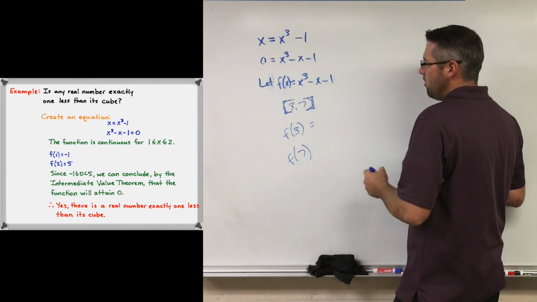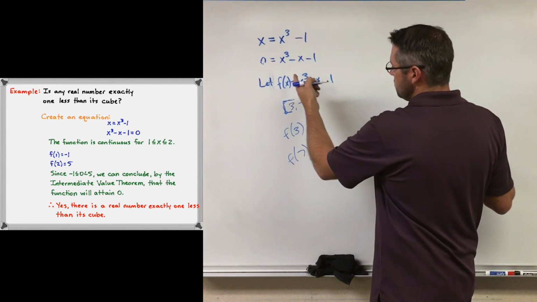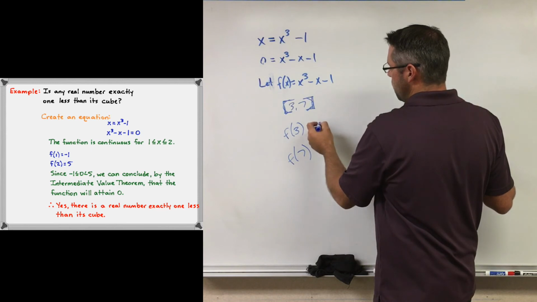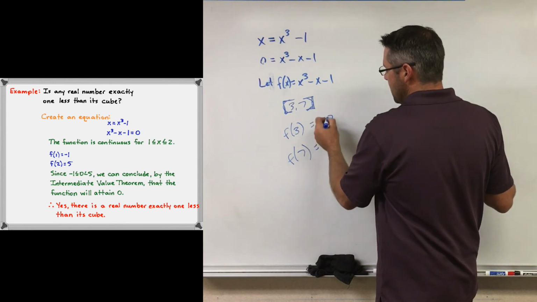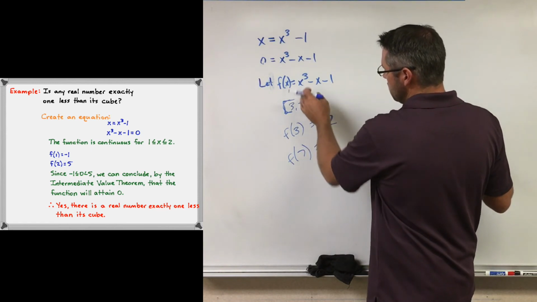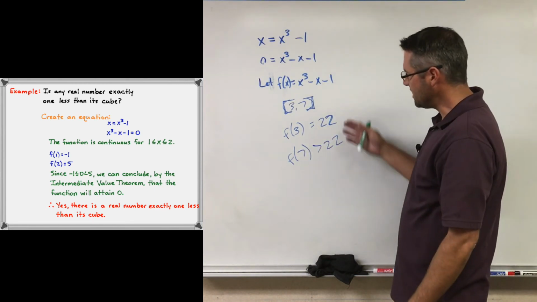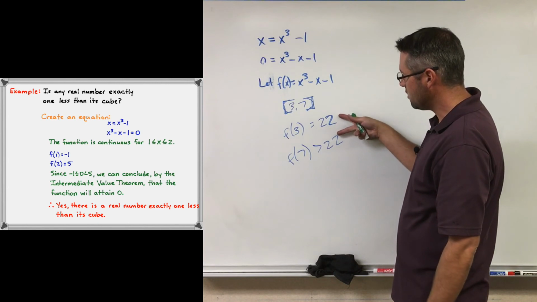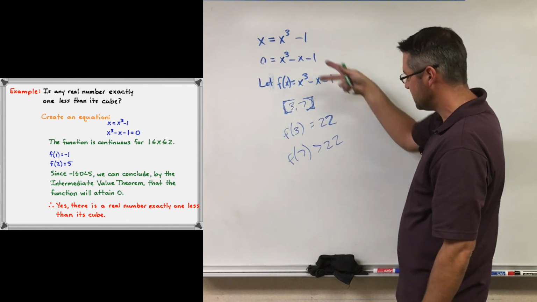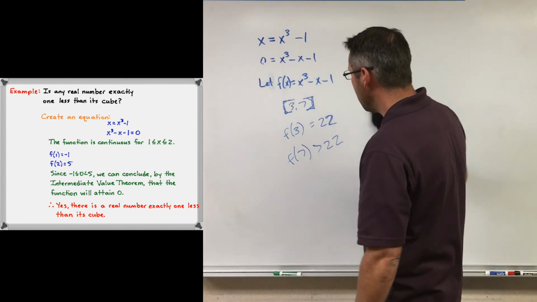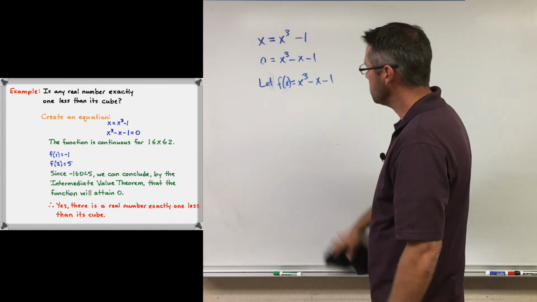Well, 3 cubed is 27, minus 3 is 24, minus 1 is 23. And then f of 7 is going to be way bigger because we're cubing here. So we know that this is going to be greater than 23. So that doesn't really help because we don't have something that makes 0 between those. So what might be helpful is just to be a little bit more extreme.